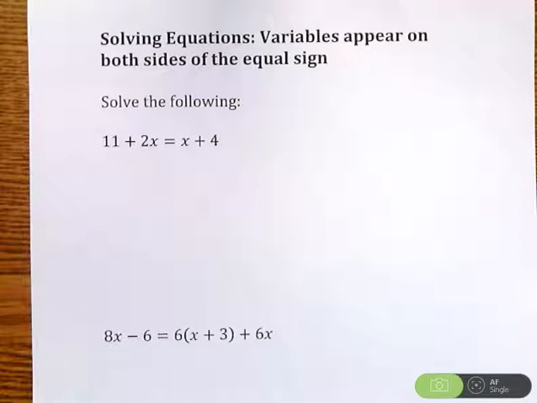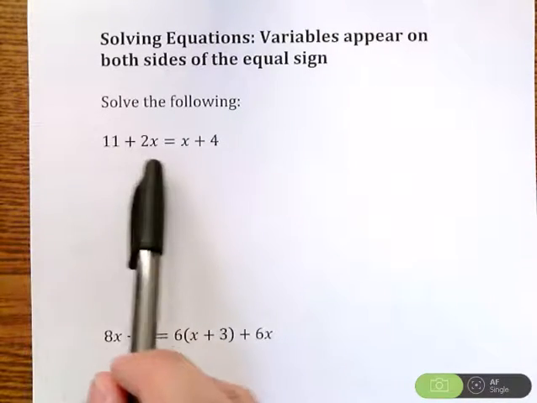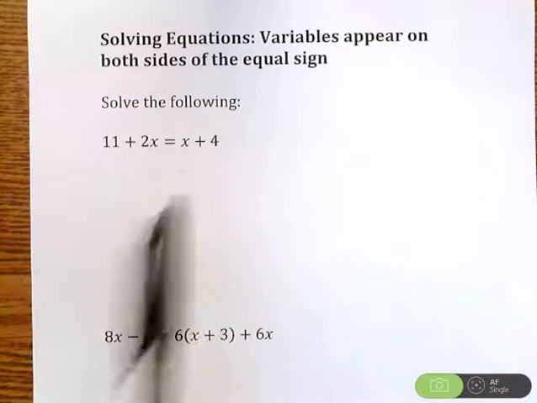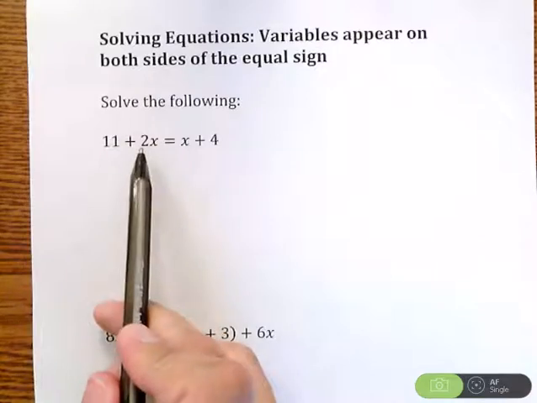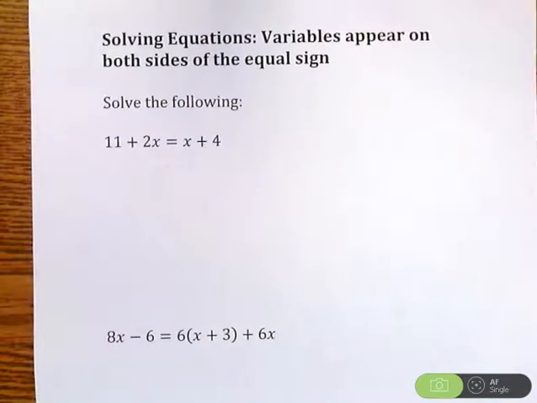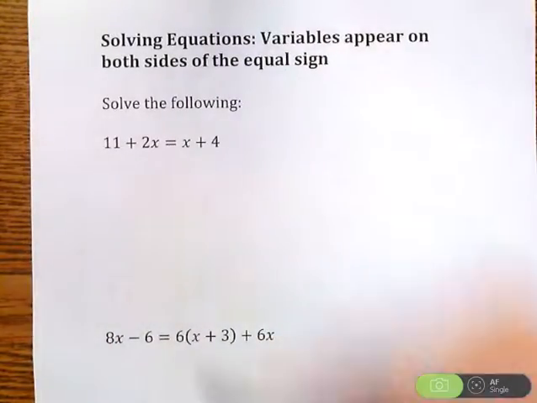Hey guys, let's talk about solving equations, except this time we're going to look at equations that have variables that appear on both sides of the equal sign. So our first example here, we have 11 plus 2x equals x plus 4. What's different about this one is we have an x on the left and we have an x on the right side of the equal sign.